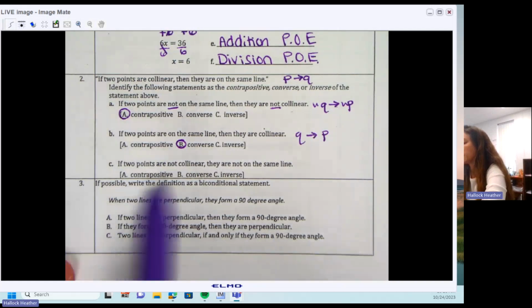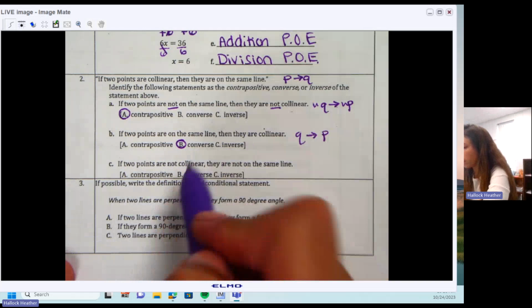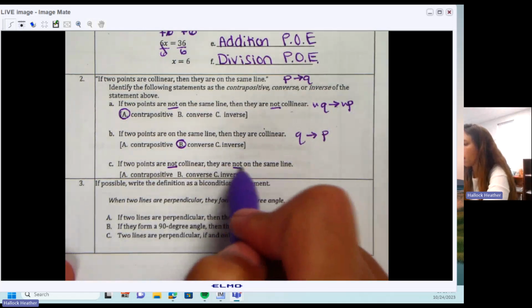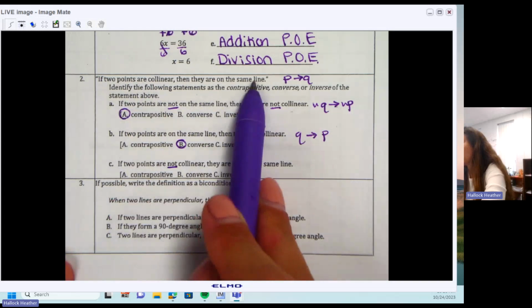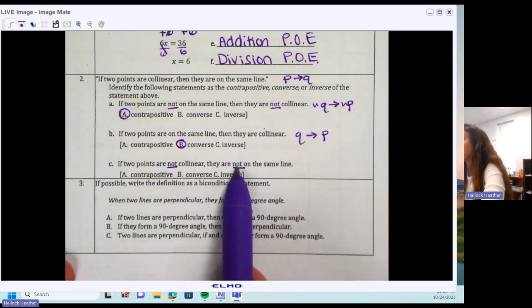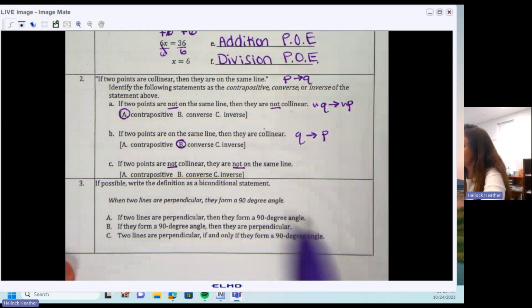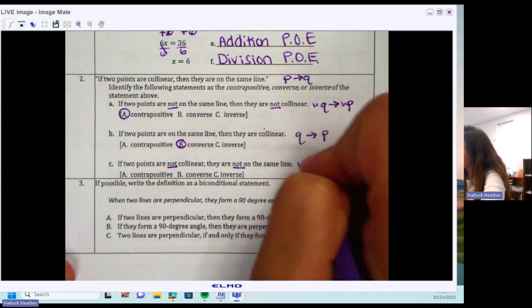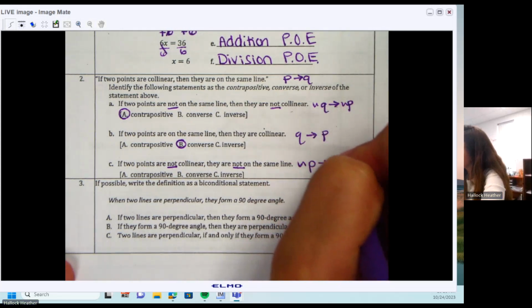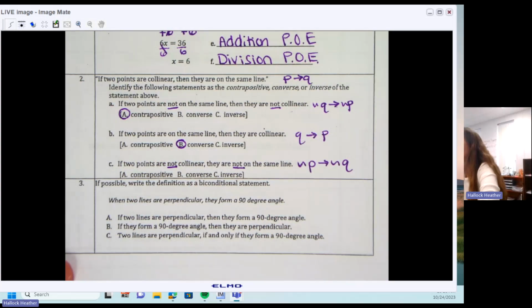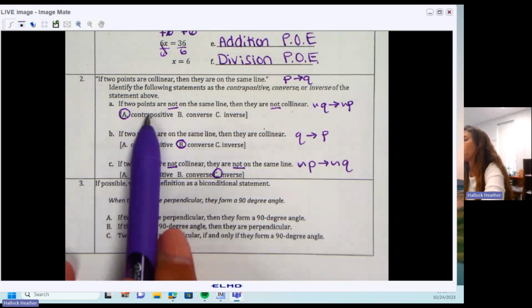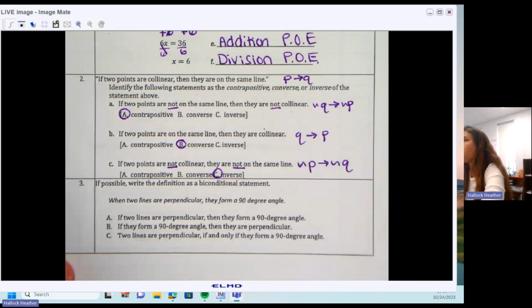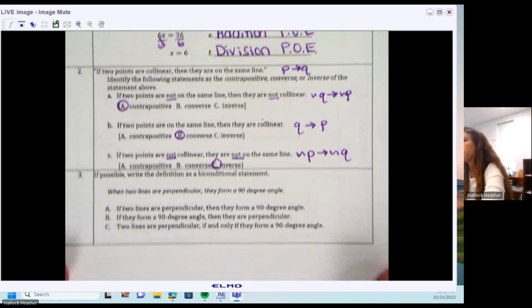The last sentence says if 2 points are not collinear, then they are not on the same line. So the sentence is exactly the same as original. They just added the word not. They negated it. They made it negative. So it's negative P to negative Q. They didn't switch the sentence or flop the sentence. So this is your inverse. Your inverse and your contrapositive are your negatives or opposite of whatever it's saying.